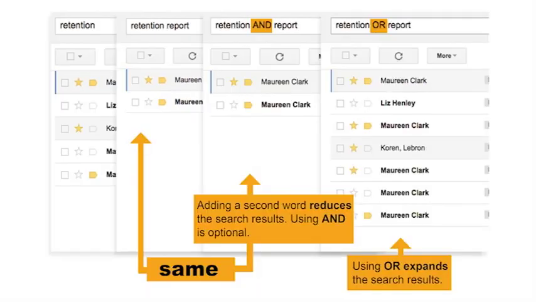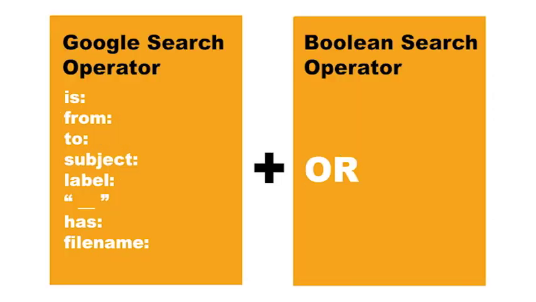Here you can see the difference between AND and OR when searching for retention report. Let's take a look at how this works. When using a Google search operator and then adding an OR Boolean, we can expand our search to find all the items containing one or more of the key words. Only one word is needed for the item to be included in the search results.